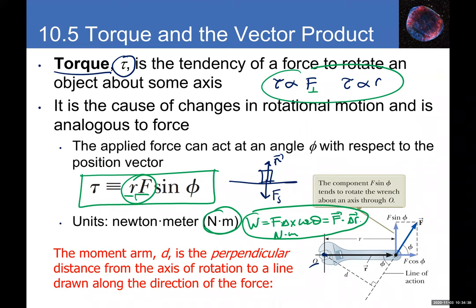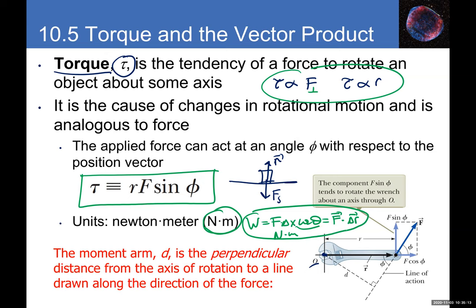times sine of phi. So this one is in terms of sine, and that one is in terms of cosine, and it makes a big difference, because we end up with a completely different product. We're going to see that when we multiply r and F to get the torque, we need to use a cross product, or vector product, whereas when we multiply force and r to get the work, we use a dot product, which is a scalar product. And the cross product is obviously a much more difficult mathematical operation.